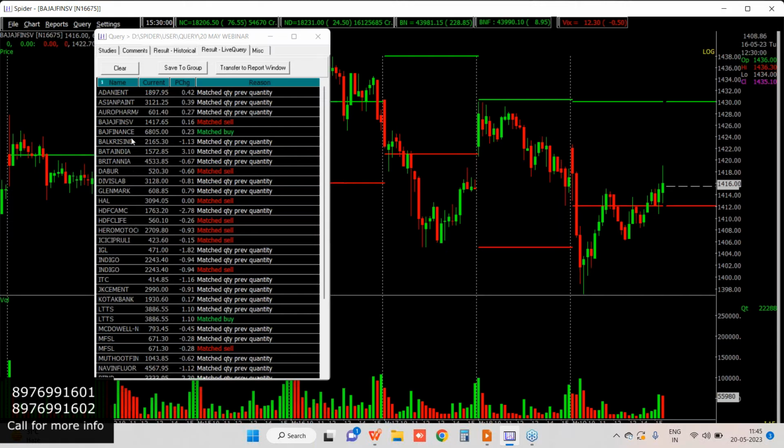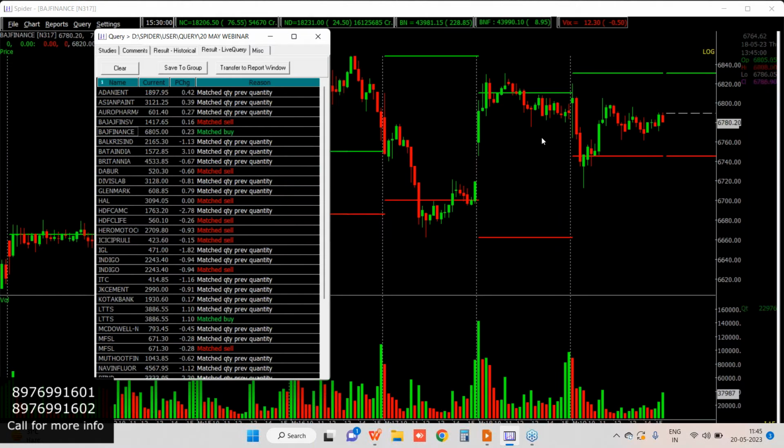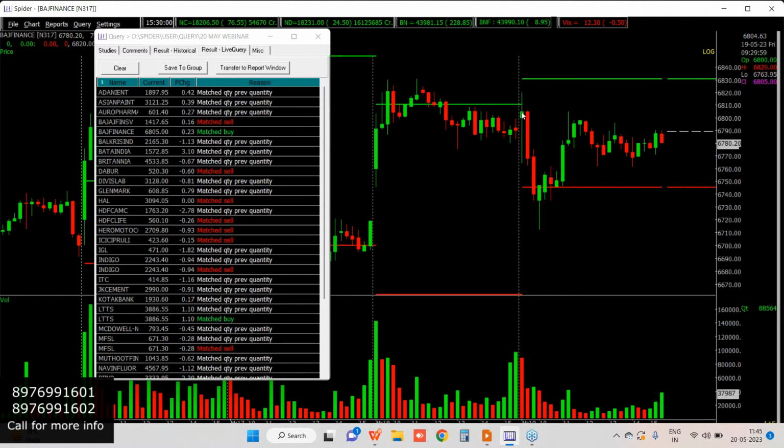The next stock in match buy is Bajaj Finance. This was the first 15-minute candle. Why we got it over here is because it is giving a closing above the previous day first candle and the high volume candle. But over here our entry was not triggered, because the high of this candle is not reached over here.